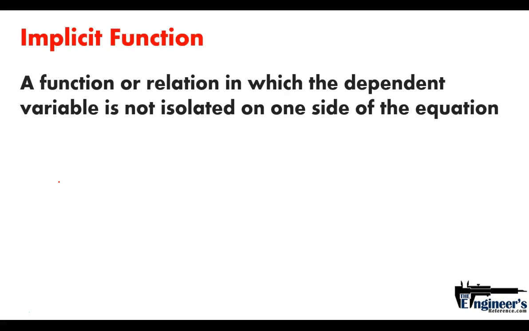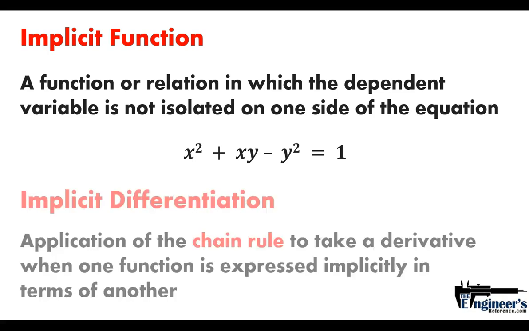Now, implicit differentiation, just the opposite. It's not explicit anymore, so you've got an implicit function. The variables can't be easily separated, or by this definition, a function or relation in which the dependent variable is not isolated on one side of the equation. You can see with this equation, it's not as easy to isolate x and y, so they can't be done as explicitly. But there is an implicit relationship between x and y.